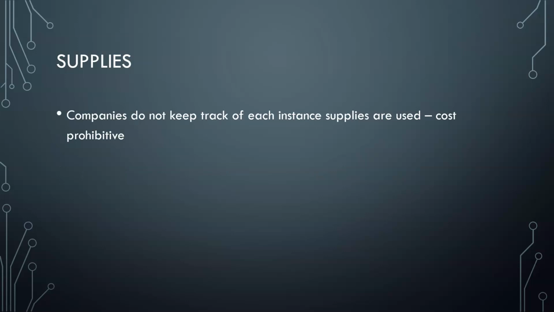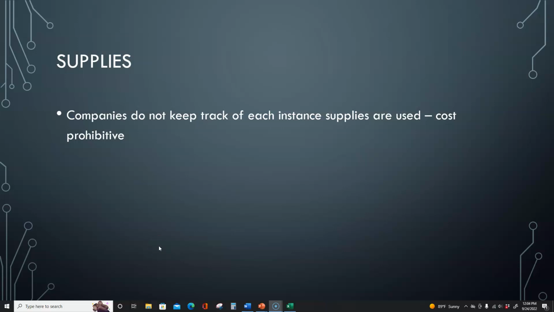Supplies pose a problem. Every time companies use supplies, they do not keep track of the supplies used, just because it would be cost prohibitive to keep track of every time somebody goes to the supplies area and picks up a pen. They're not going to make that record in the books of accounting. It just does not make sense. But when supplies are used up, they are an expense, so companies do have to record supplies expenses.